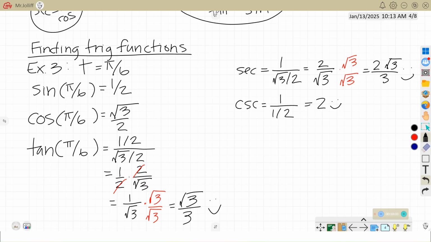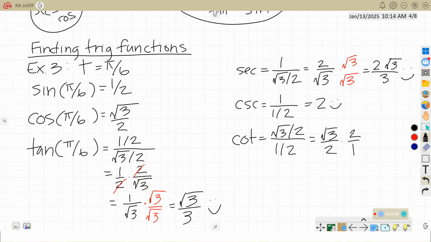LG, what's my last trig function? What's missing up there? Cotan, very good. I'm going to do cot. Cot is the reciprocal of tangent. So the reciprocal of sine over cos is cos over sine. So cos is root 3 over 2. Sine is 1 over 2. Yeah, looks like tangent, but upside down. Numerator times reciprocal of denominator.